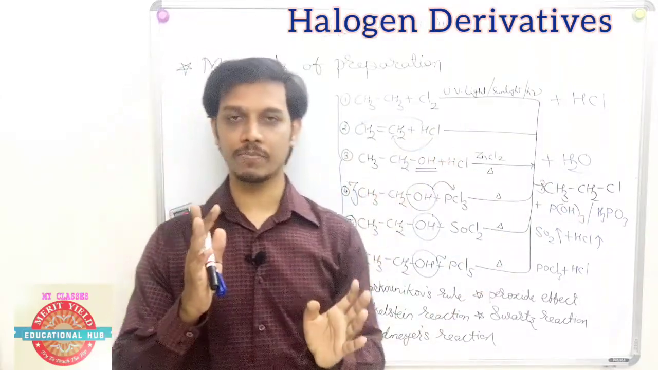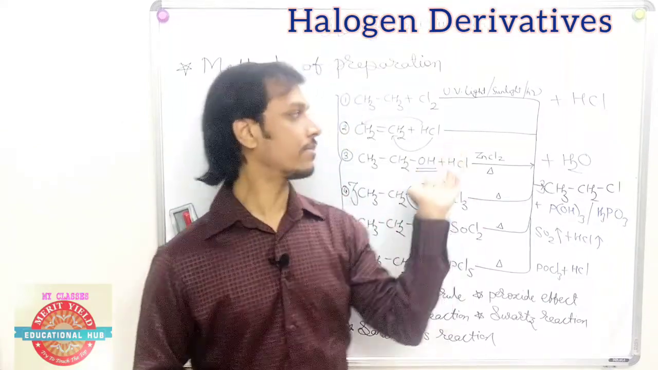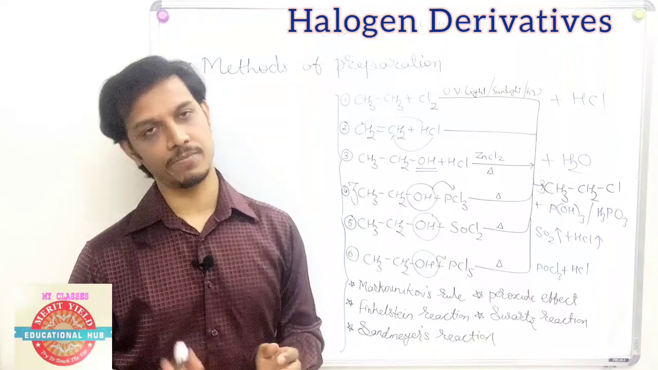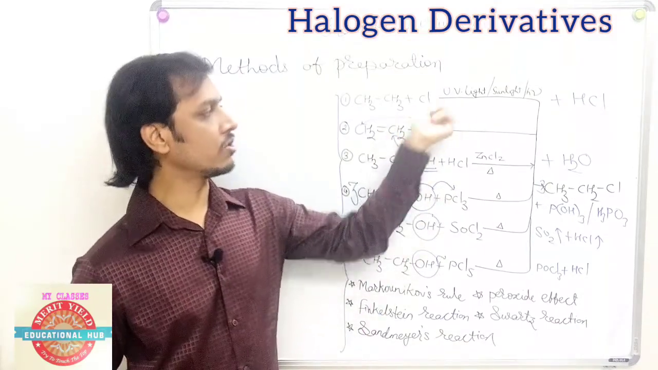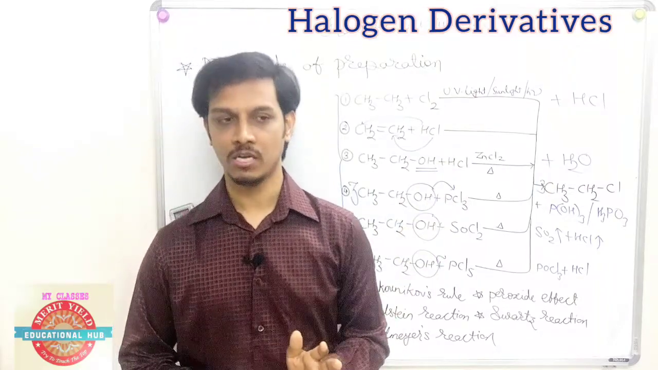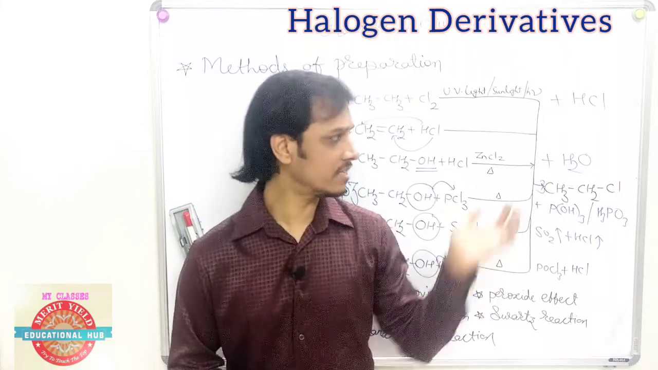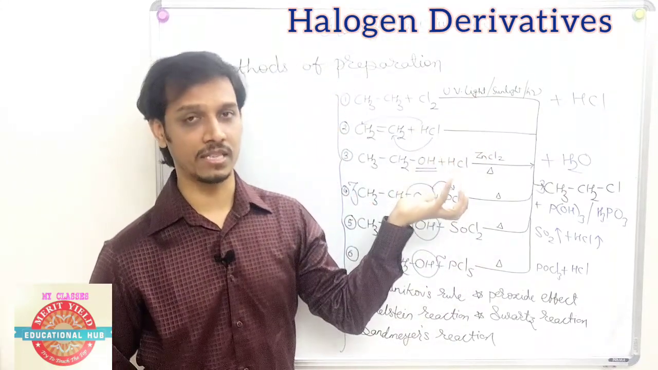So I'm not teaching you that you cannot get the product using the same kind of way, but it is not a compulsion that you can just use Br2 and UV light and you'll get CH3CH2Br. No, that is not going to happen. So basically this is just to get an idea what exactly the reactions and methods of preparation are.